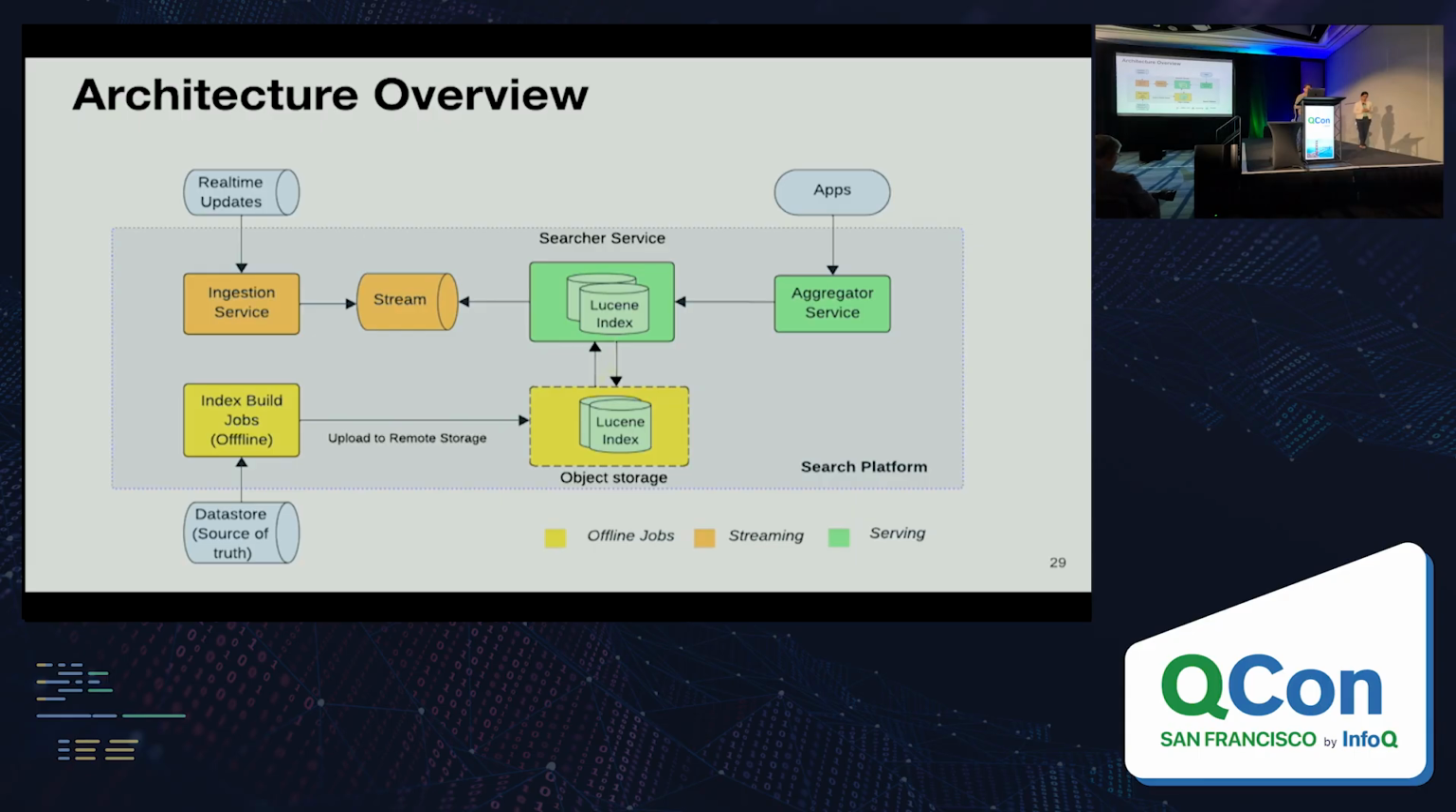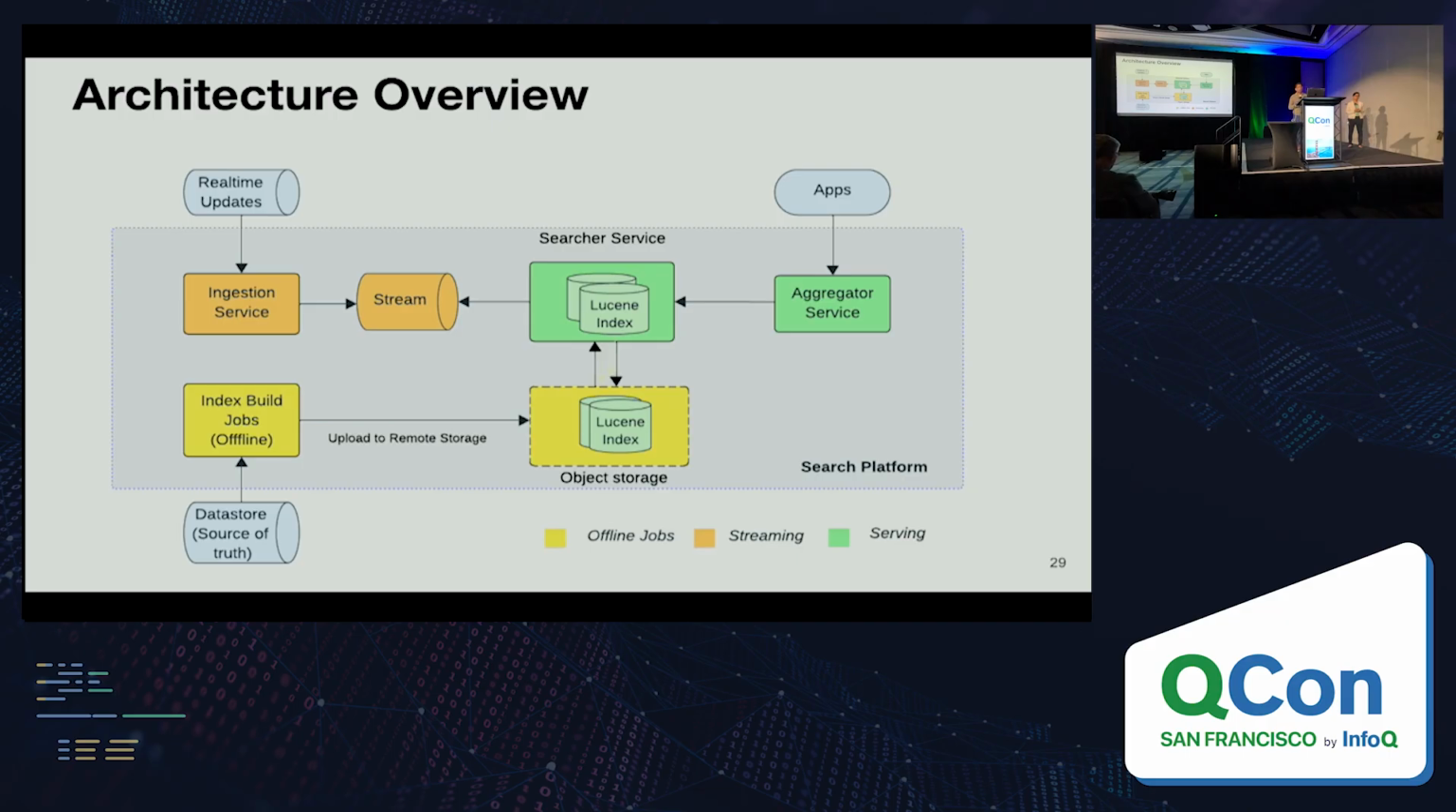So we start with the batch ingestion. Usually these are Spark jobs that take the data from the source of truth, convert them into search documents, partition them into shards, and then build Lucene indexes in Spark. The output of the Spark jobs are Lucene indexes, which then get stored into the object store.